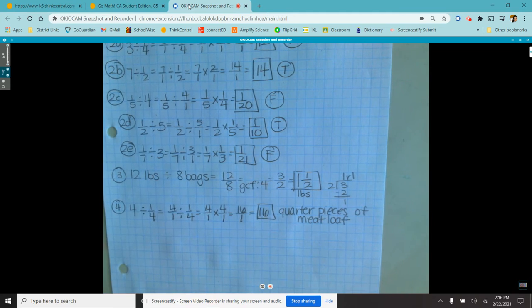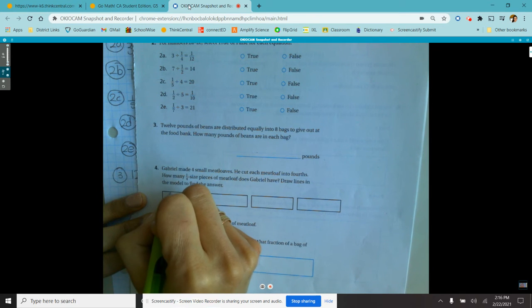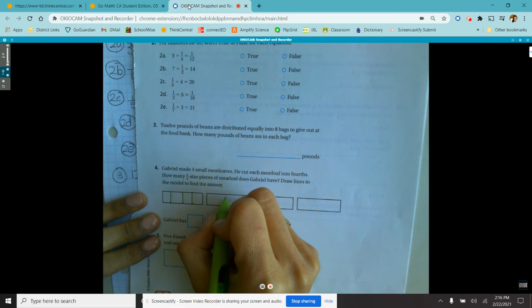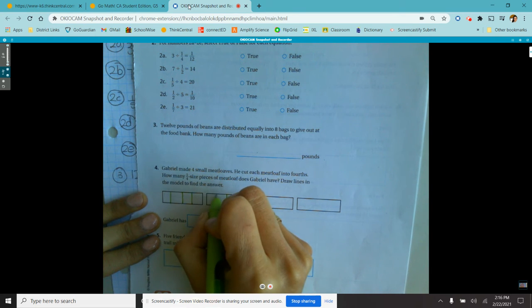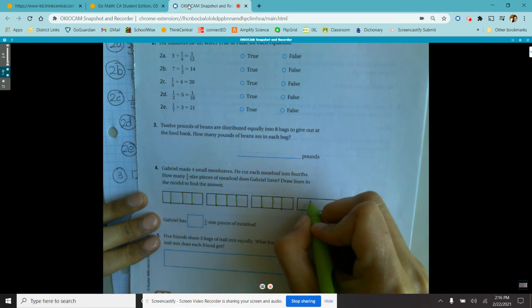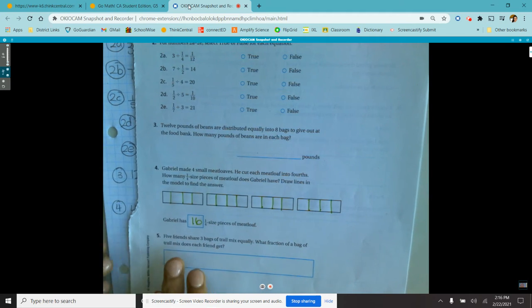All right, so we need to take our 4 meatloaves and we're going to cut them into quarters. So 1, 2, 3. And actually, isn't it easier to just do a half and then do the halves like that? And we get 16.